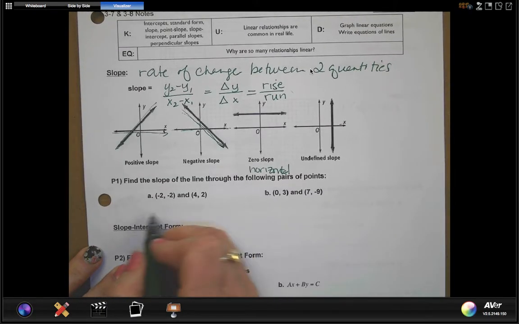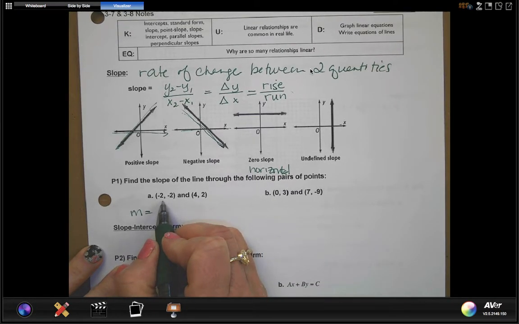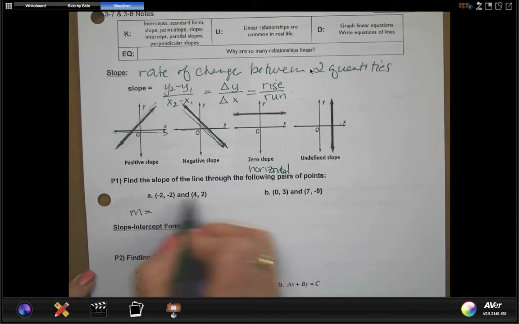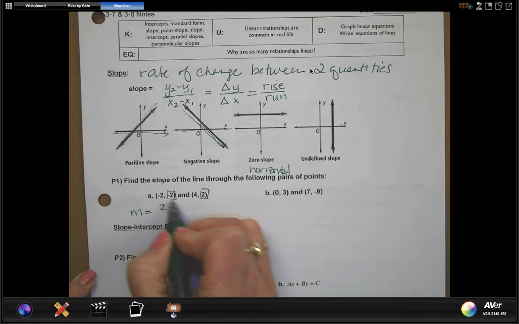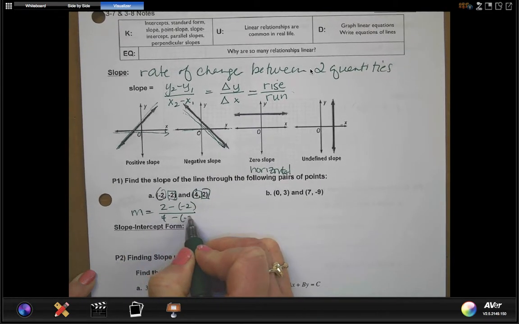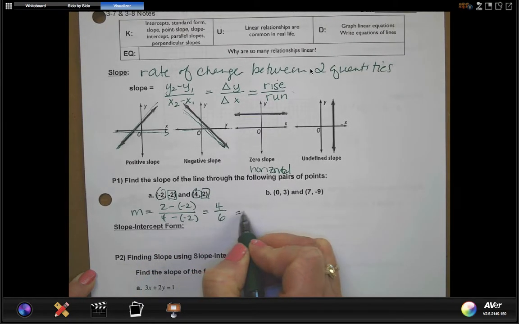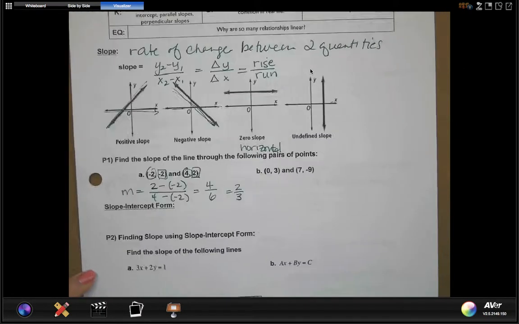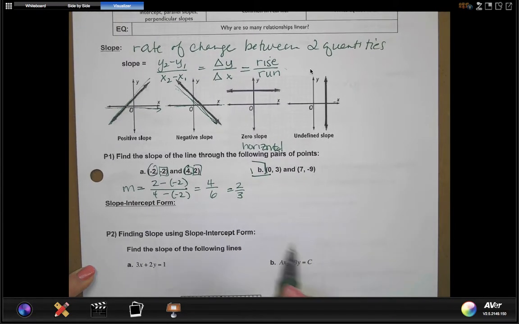All right, so if you want to find the slope here, it doesn't really matter which one you pick, x1, y1, or x2, y2. You can do this one first, that one first, just keep the order the same. So if I do 2 minus negative 2, and then I'm going to have 4 minus negative 2. So 2 minus a negative 2 is 4. 4 minus a negative 2 is 6. So I get positive 2/3 for my slope. All right, go ahead and try the next one on your own. You can check the answers on the filled-in note sheets.